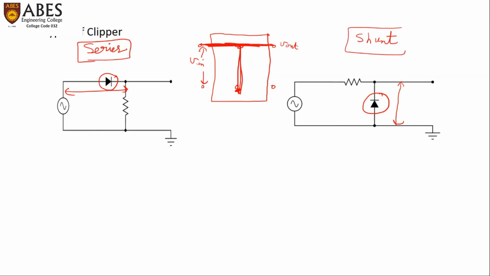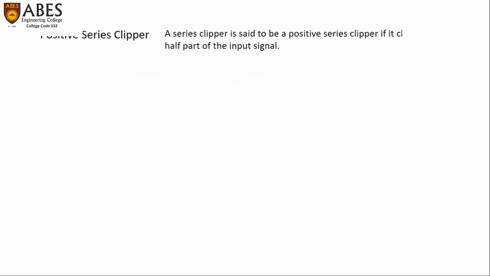And again, the diode position can be in both ways. Either the diode is connected in this manner or the diode is connected in an opposite manner. Based upon that, we define another class, that is positive series clipper or negative series clipper. So we will discuss positive and negative series clipper in this lecture.